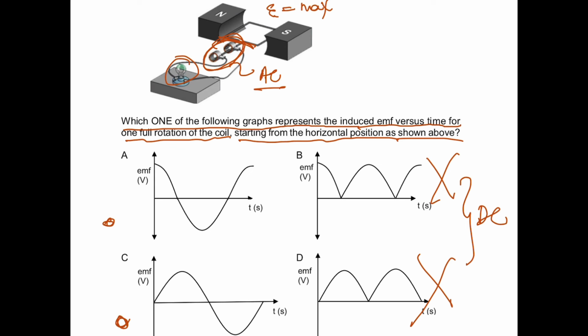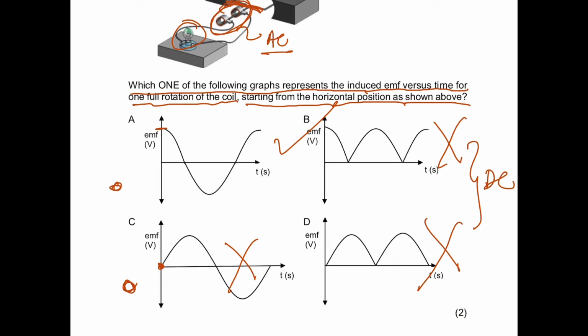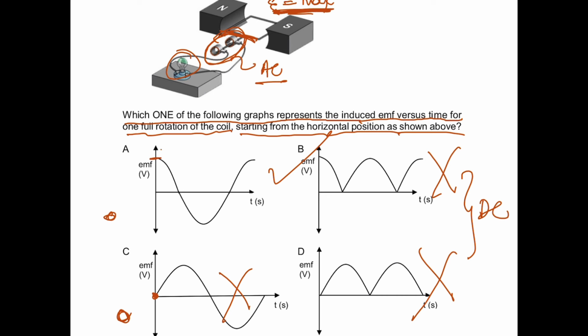But it says which graph represents the full rotation of the coil starting from the horizontal, which is when it starts from the horizontal. I told you that the EMF is going to be maximum, so it's going to be that one. But it starts from the horizontal. It says here the EMF is going to be zero, so this is not an option. So the option is A. And the full rotation is 0 degrees, 90, 180, 270, 360.